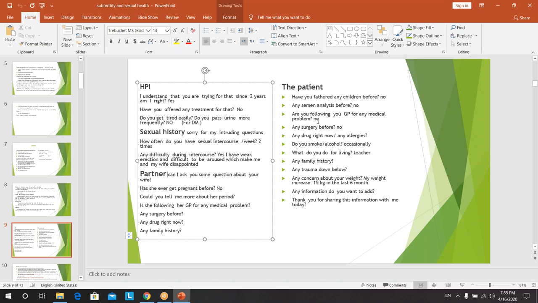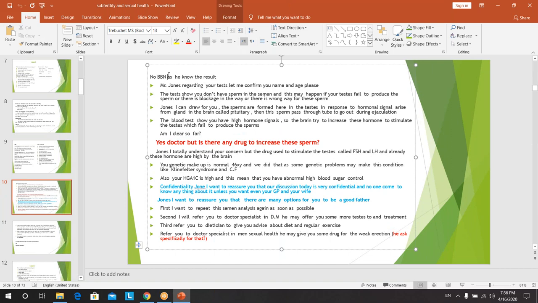Are you following up for any medical problem, any surgery, any drug right now, any allergies? Dr. Soha asked about allergies because it is about patient safety. Do you smoke, drink alcohol? What do you do for a living? Any family history at all, any trauma? Any concern about your weight? Yes, doctor, I noticed that my weight increased 15 kilograms in the last 6 months. I am so sorry for that. We will discuss this. Any information do you want to add? Thank you for sharing this information with me today.